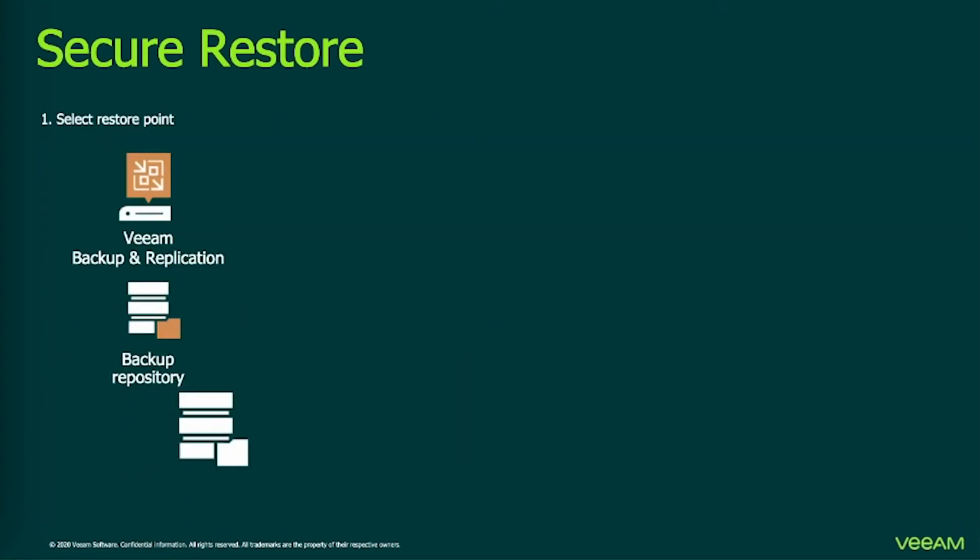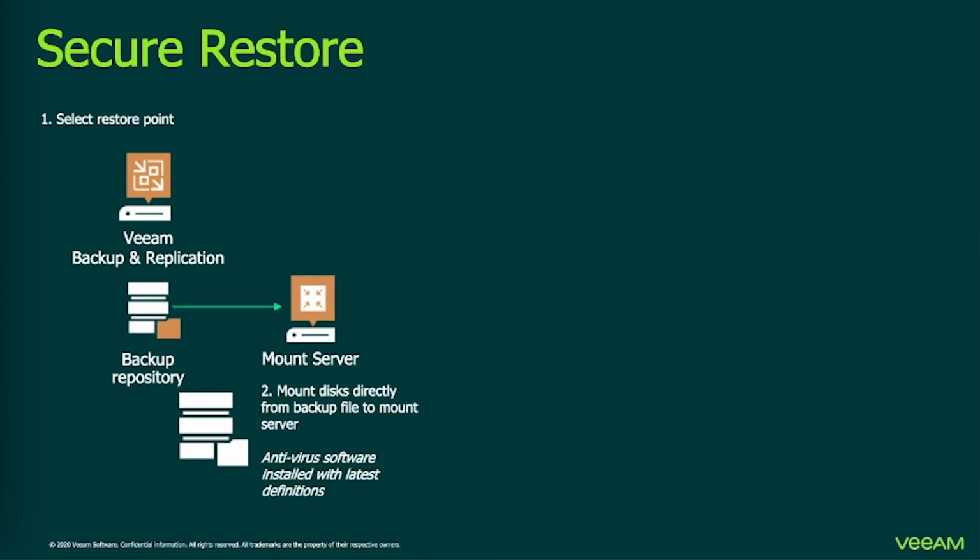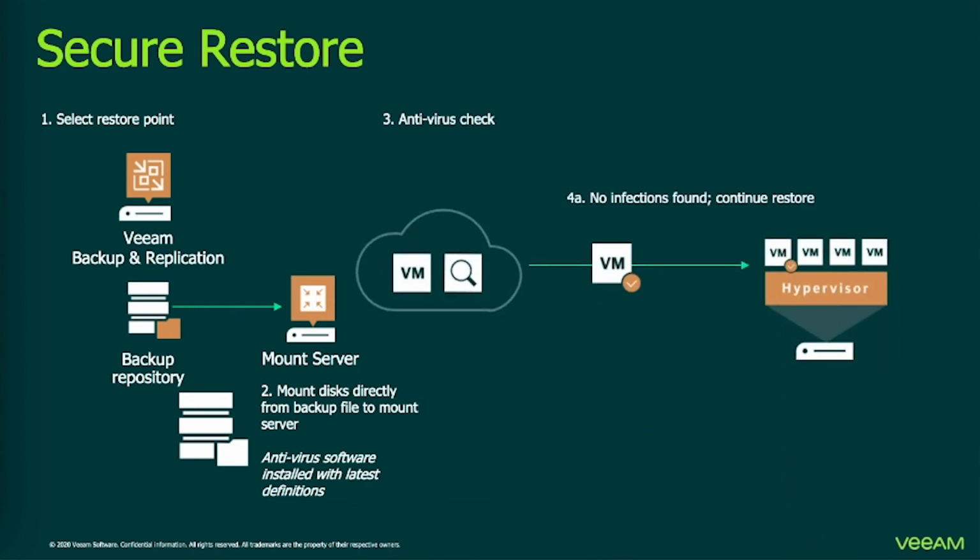So I'm going to go ahead and do a restore of my data. This file is infected. I need to get it back. So it's pretty straightforward. You select your restore point. It mounts that data, our portable backup file, to our mount server. And on that mount server, you would have your antivirus installed with your latest definitions, right? And then from there, you would do an antivirus check. So if you run your antivirus check and no infections are found, boom, continue to do the restore.